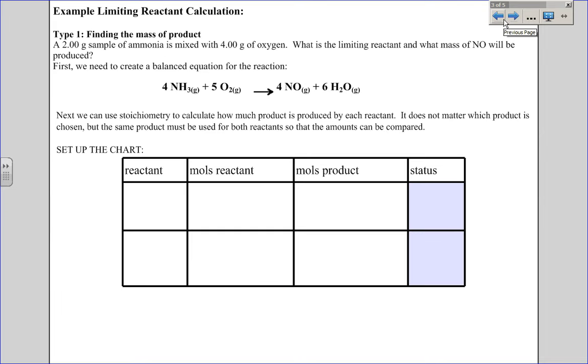Let's look at an example using a chemical reaction. Type 1 is to find the mass of the product. We have the following scenario. A 2-gram sample of ammonia is mixed with 4 grams of oxygen. What is the limiting reactant, and what mass of NO will be produced? So first, we need our balanced chemical equation, which is given here. And we are given that we have 2 grams of ammonia and 4 grams of oxygen.